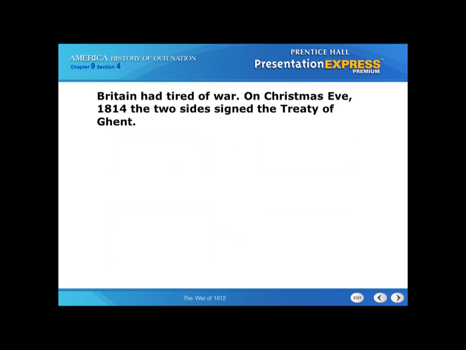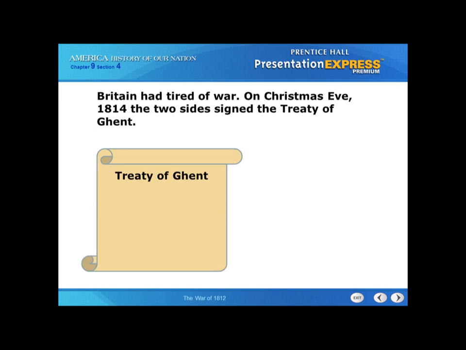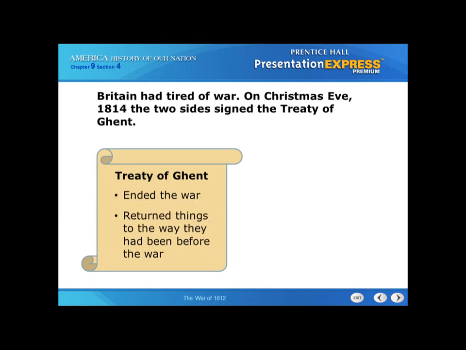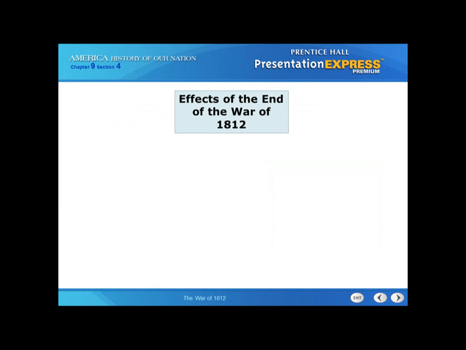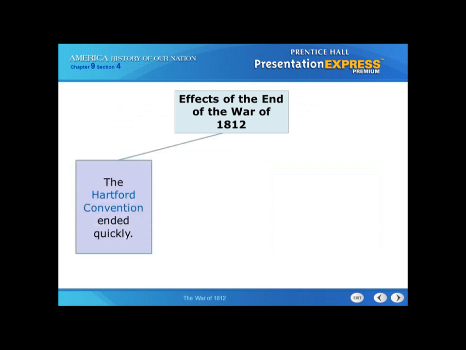Britain had tired of war. On Christmas Eve, 1814, the two sides signed the Treaty of Ghent. The Treaty of Ghent ended the war. It returned things to the way they had been before the war. Before this news reached the U.S., Americans won a final victory in the Battle of New Orleans in January 1815. So this battle didn't even need to be fought. However, the war was over. It was pretty much a standstill. We didn't gain or lose any land, but we were able to stand up to the British. This was once again showing us that we had a strong national government.